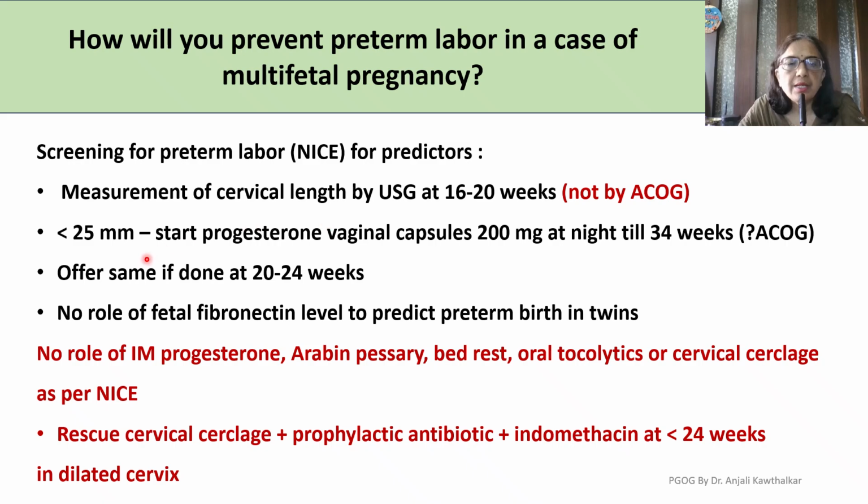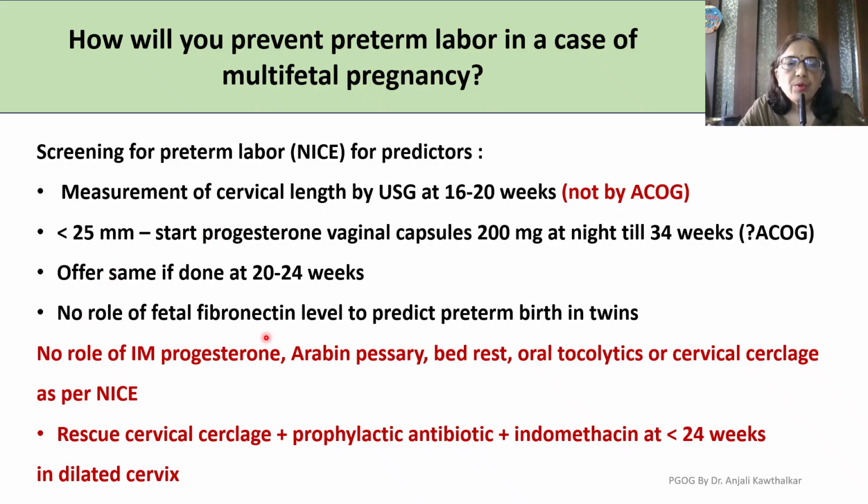And anytime cervical length is less than 25 millimeters, we should start progesterone vaginal capsules 200 milligram at night till 34 weeks of pregnancy. Whereas ACOG says that there is a questionable place for this progesterone supplementation for prevention of preterm labor in cases of multifetal pregnancy. Suppose you miss doing the cervical length measurement from 16 to 20 weeks and you do it from 20 to 24 weeks, and now the length is less than 25 millimeters, you can offer the same. Here you definitely start, here you might offer.